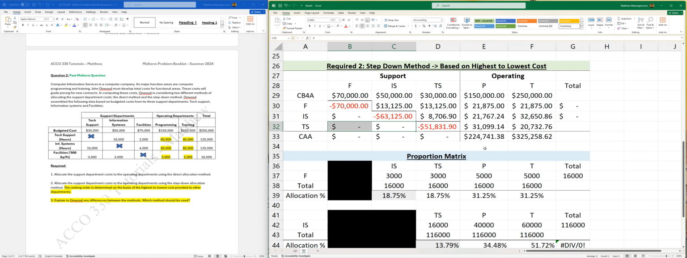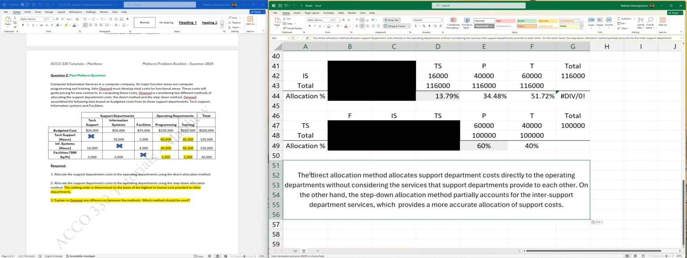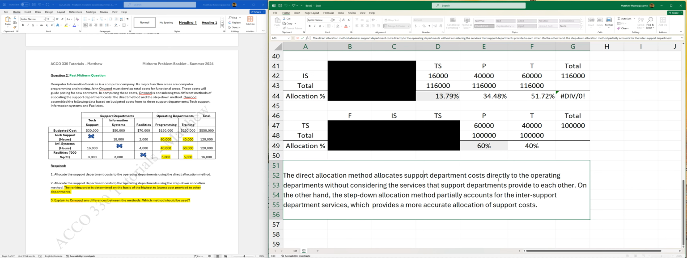And sorry, guys, let me just put these zeros here for the step-down method. Okay, there we go. All right, so let me give you the final answer that I wrote, and I wrote it well, so you'll be able to read this. So the direct allocation method allocates support department costs directly to the operating departments without considering the services that support departments provide with each other. You always want to write it a little bit smart, but that's the key thing here.